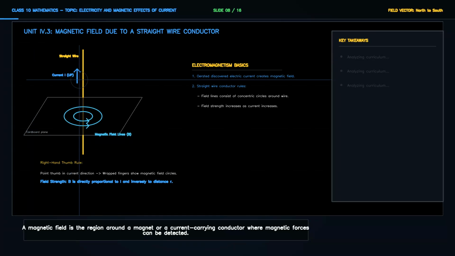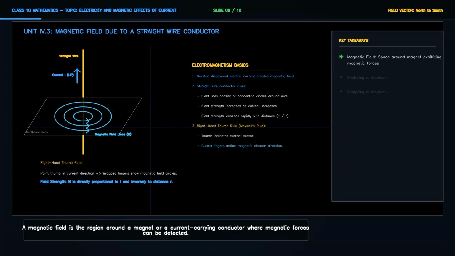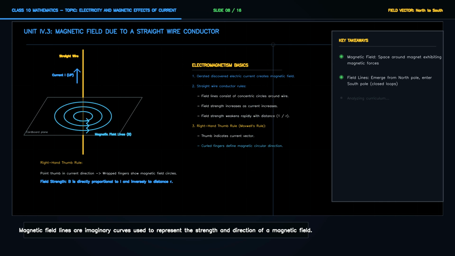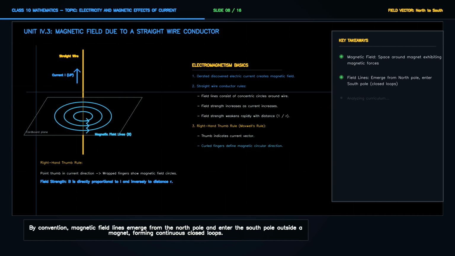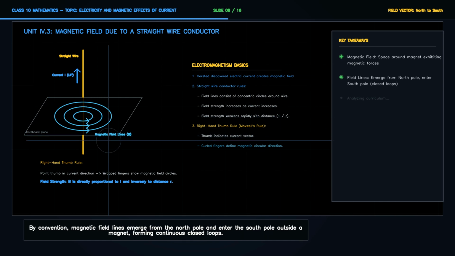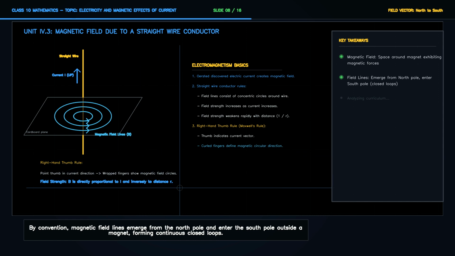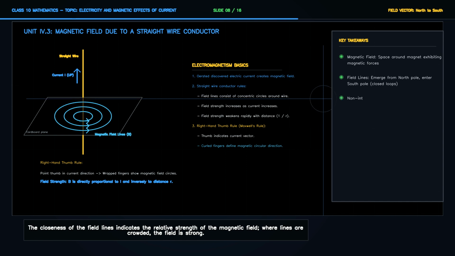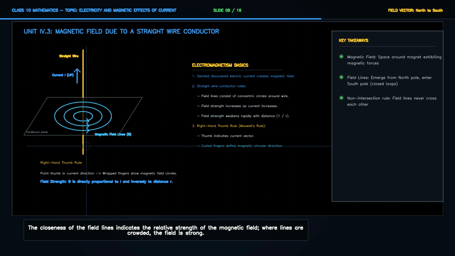A magnetic field is the region around a magnet or a current-carrying conductor where magnetic forces can be detected. Magnetic field lines are imaginary curves used to represent the strength and direction of a magnetic field. By convention, magnetic field lines emerge from the North Pole and enter the South Pole outside a magnet, forming continuous closed loops. The closeness of the field lines indicates the relative strength of the magnetic field. Where lines are crowded, the field is strong.